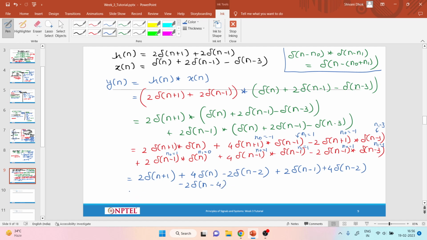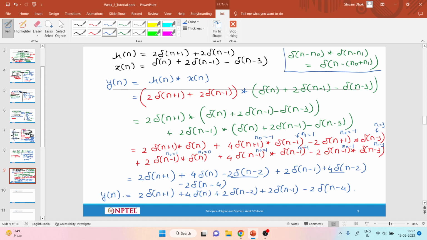So if I combine the terms, what I am getting is 2 times delta n plus 1 plus 4 times delta n. Then I'll combine this and this, so it is plus 2 times delta n minus 2 plus 2 times delta n minus 1 minus 2 times delta n minus 4. So this is your output, that is y of n. Any questions at this point?